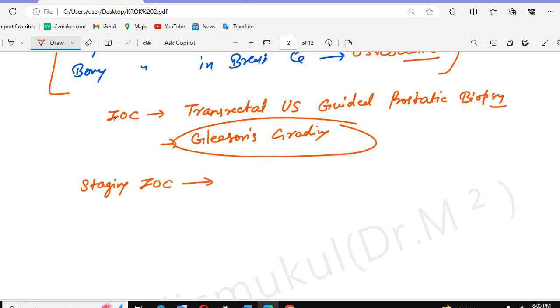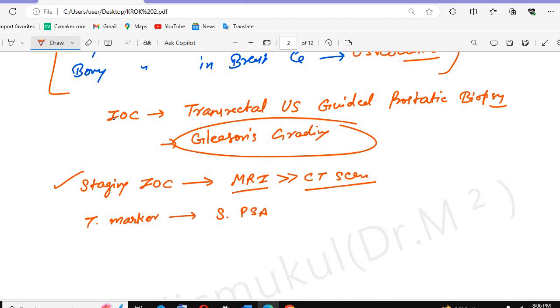For staging we do MRI more than CT scan. I'm writing it there because it's Croc 2. If you want to prepare for further examination, just remember the MRI, that is more than enough. For staging we do the MRI, and the tumor marker is the serum prostate specific antigen. That you need to do.